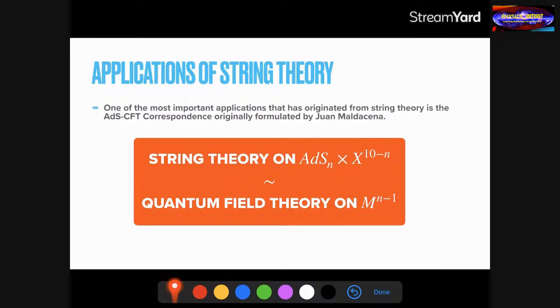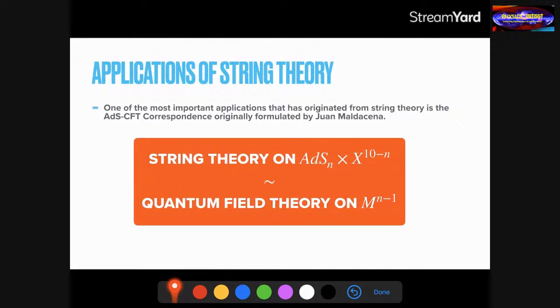Okay, so what this AdS/CFT correspondence tells you is that if string theory on some AdS spacetime times some compact manifold, since our string theory is originally in 10 dimensions, if you have some AdS n, then there is some compact manifold of 10 minus n dimensions. That is the same as quantum field theory on Minkowski space of n minus 1 dimensions. This is the idea that originated from string theory.